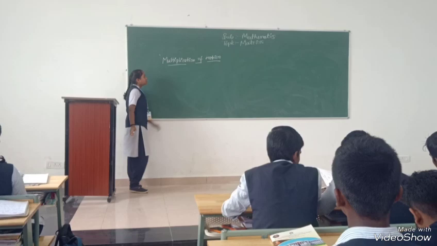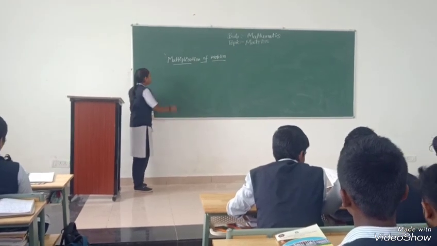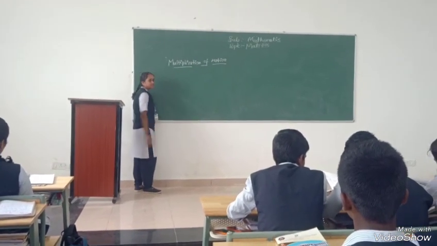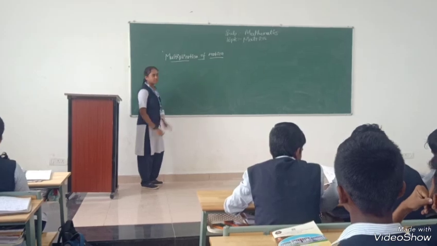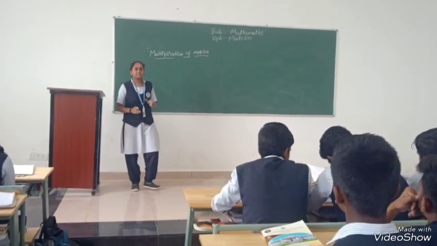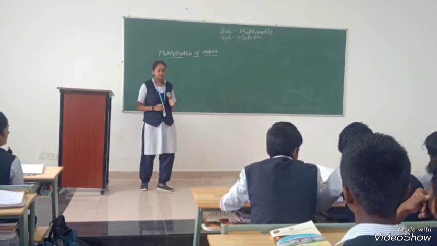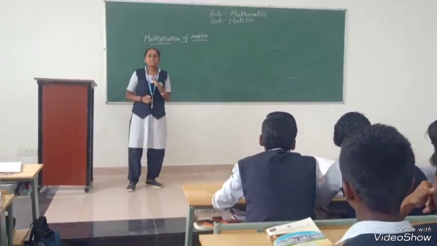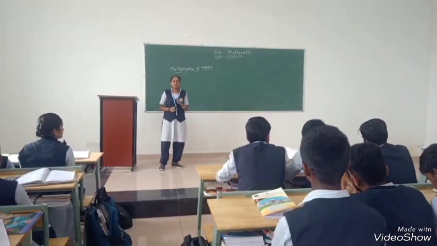In this multiplication of the matrix, the definition is that the product of two matrices is possible only if the number of columns of A is equal to the number of rows of B.